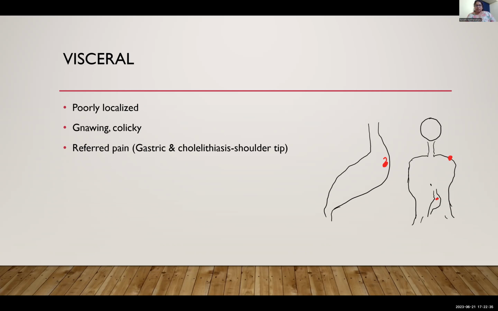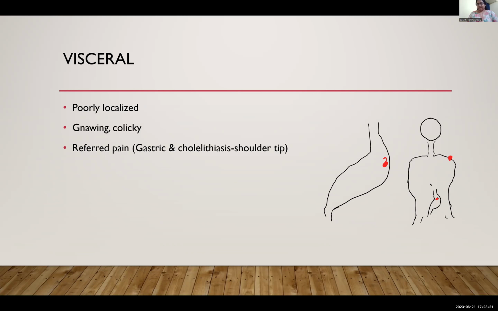If it occurs due to the obstruction of hollow viscera, such as intestine or ureter, patient describe this as a colicky pain. Otherwise, the pain is very vague. Maybe in gastritis, patient may be able to say it's burning. Otherwise, most of the visceral pain are very vague pain, and this term gnawing is not well described in Indian patients actually. So they either say it's some kind of pain which they're not able to describe, or it could be colicky pain. And characteristic of visceral pain is that it's a referred pain.